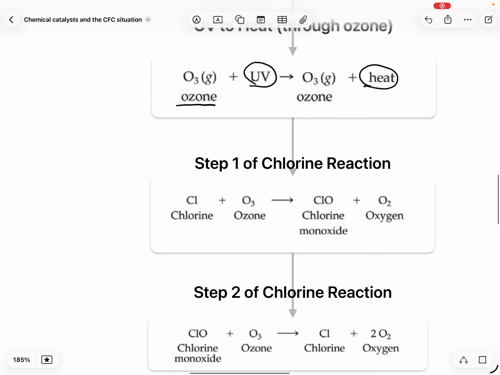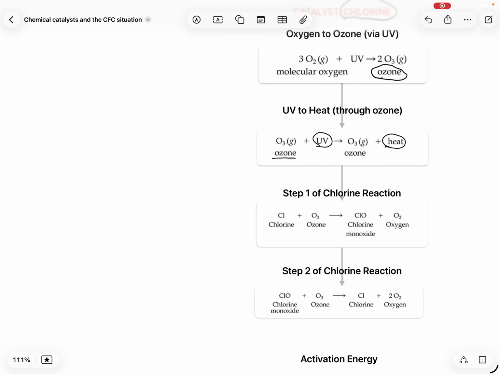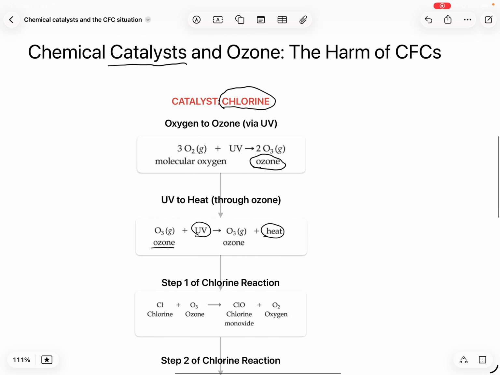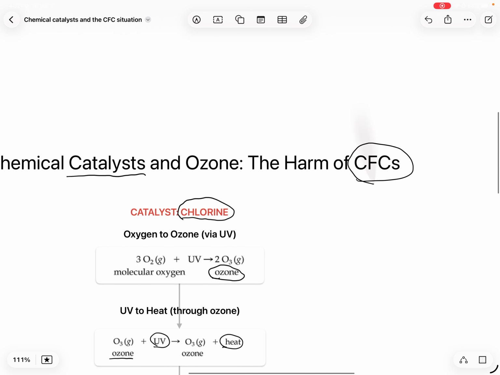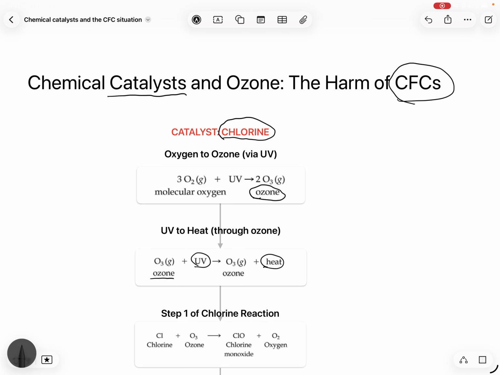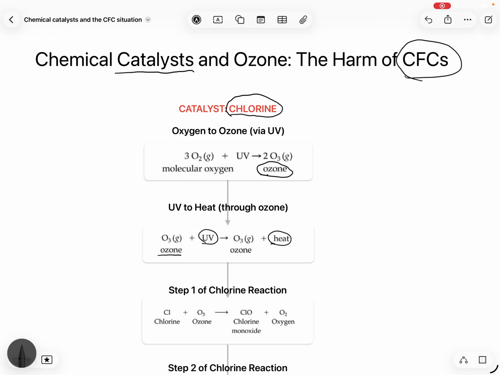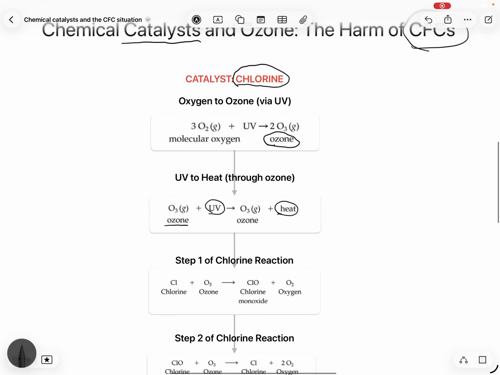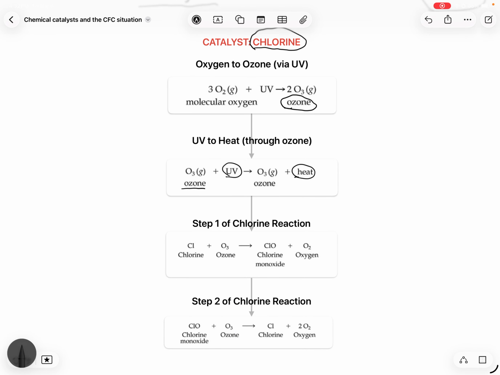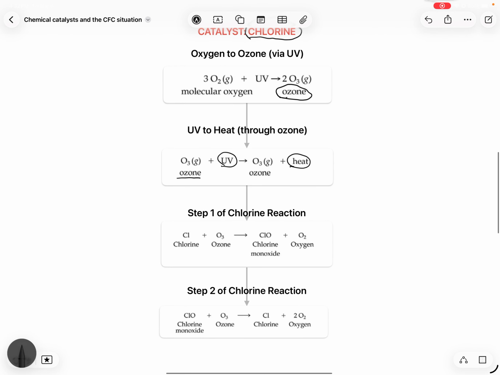Then we have step 1 of the chlorine reaction itself, and this is where the chemical catalyst of chlorine comes in. Linking back to the CFCs, CFCs are a volatile organic compound that's emitted into the atmosphere, typically through aerosols, and sometimes other refrigerants will emit those. The harmful refrigerants that emitted the CFCs have since been banned and outlawed completely. But over the past few decades, especially in the 80s and 90s, these CFCs were causing a serious problem.